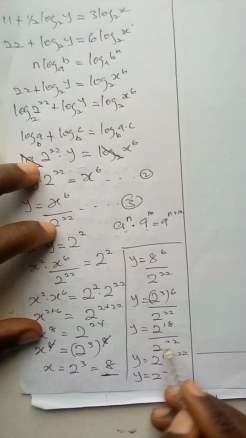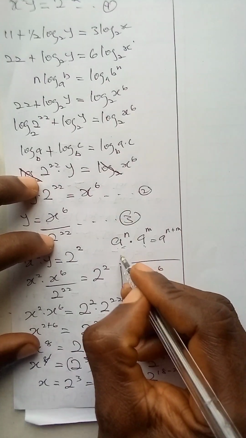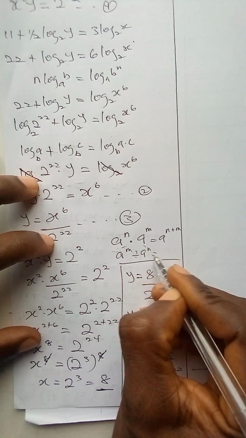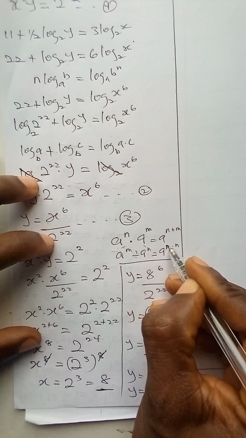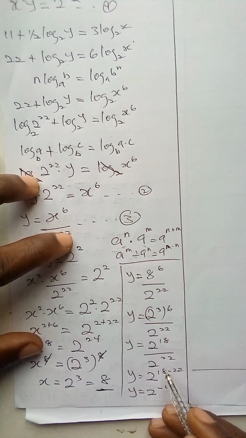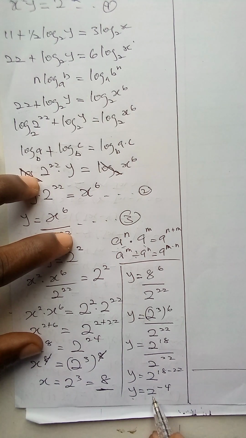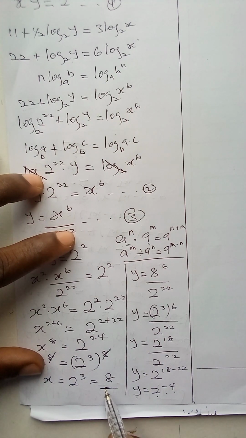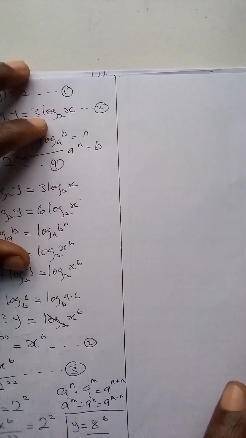Yes. Now, let us explain a little about the subtraction law of indices. If I have a to power m dividing a to power n, it will be a to power m minus n. That is the subtraction law. This law is applied here. So y is 2 to power minus 4 and x is 8. Let us try the alternative method.